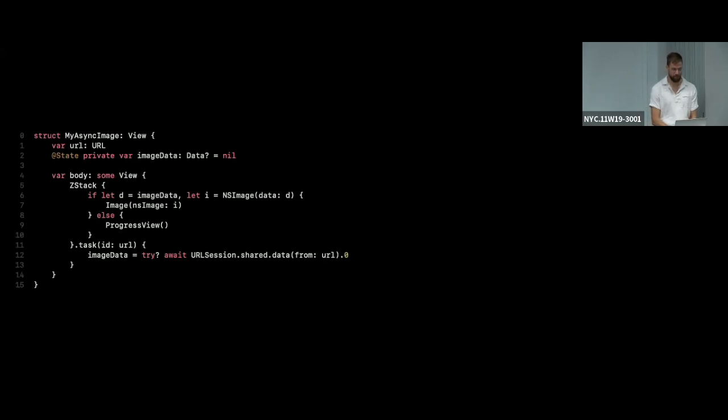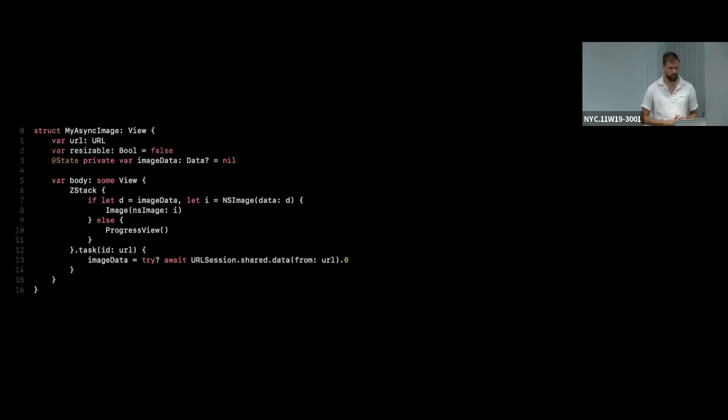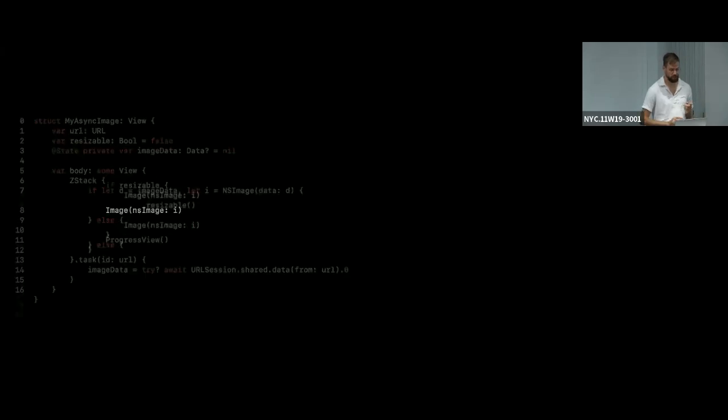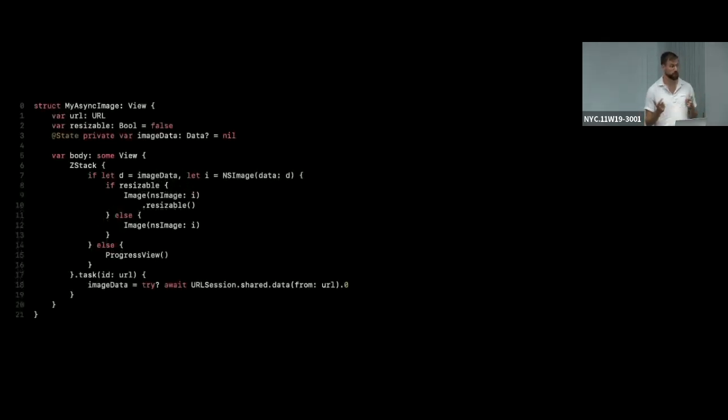Okay, now this is our MyAsyncImage, and we want to add support for resizability. We don't need to add support for aspect ratio because that's built into the system. One way we could do this is with a resizable property, and we could call it a day, right? You would just initialize it immediately, but let's at least make this work. So what we need to do here is take this image and wrap it inside an if-let, an if-else.